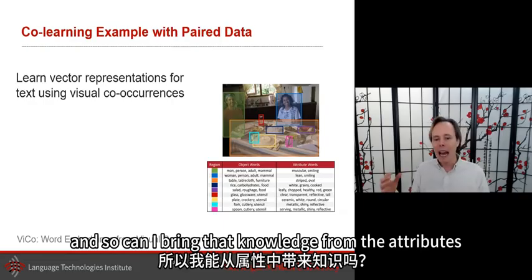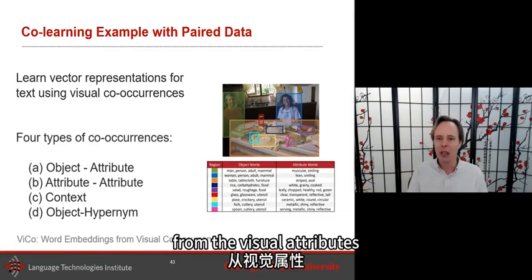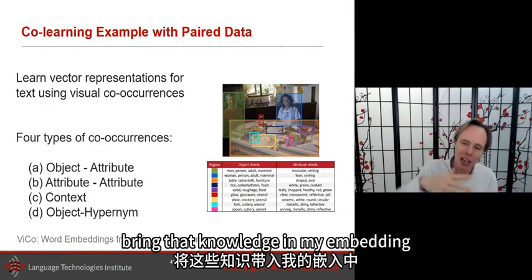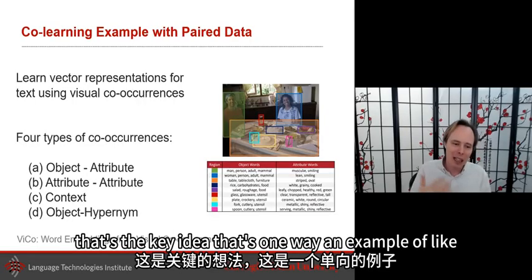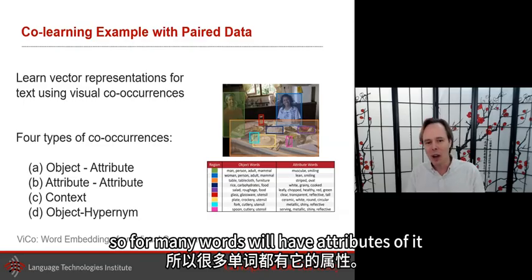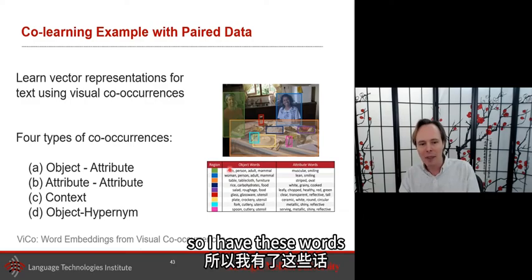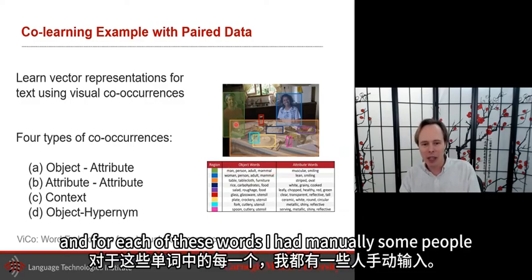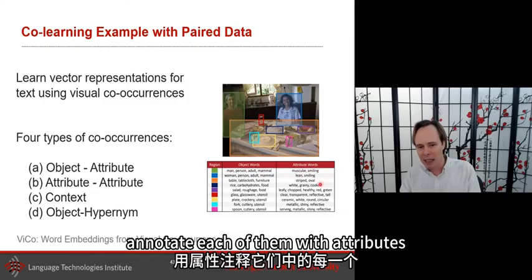So can I bring that knowledge from the visual attributes into my embedding? That's the key idea. That's one example, and in this case I will have strong pairing. So for many words, I will have attributes. I have these words, and for each of these words, some people manually annotate each of them with attributes.